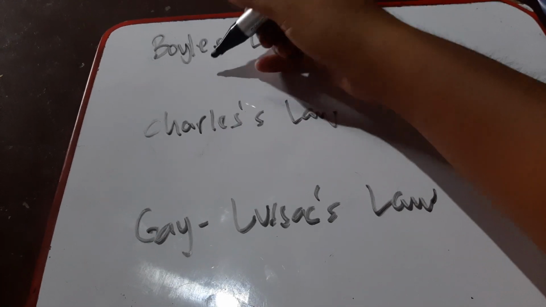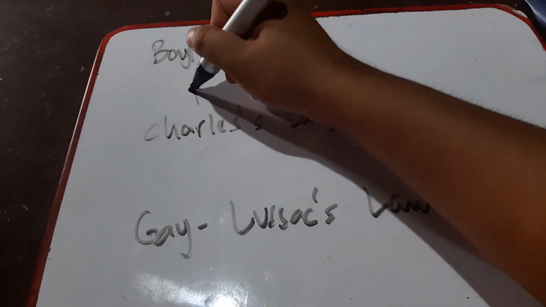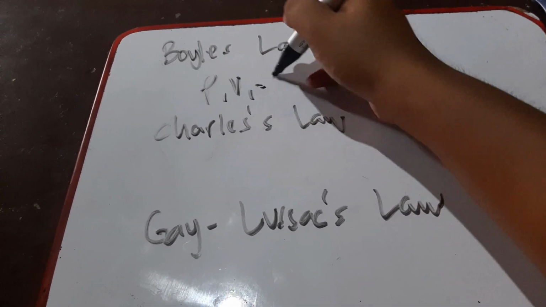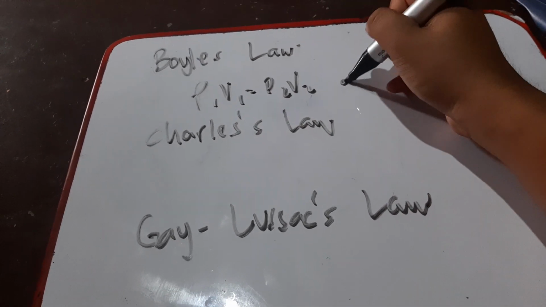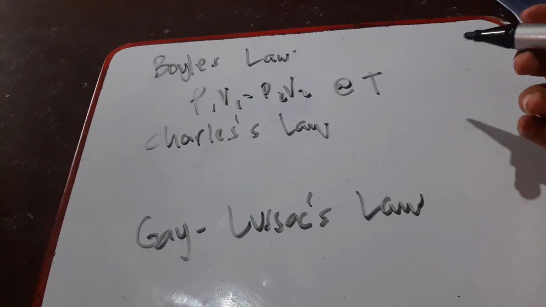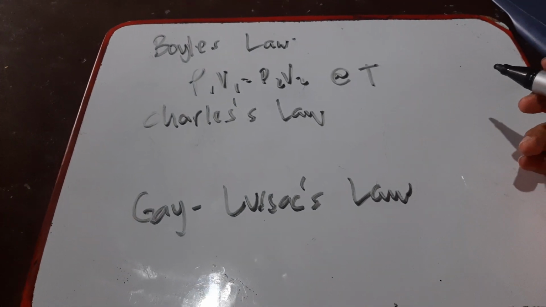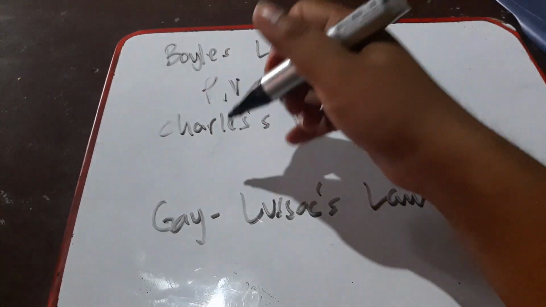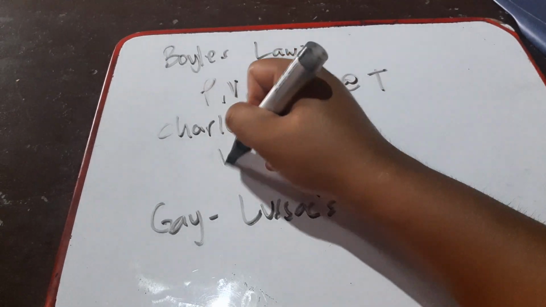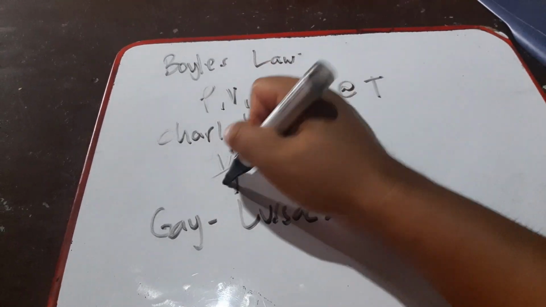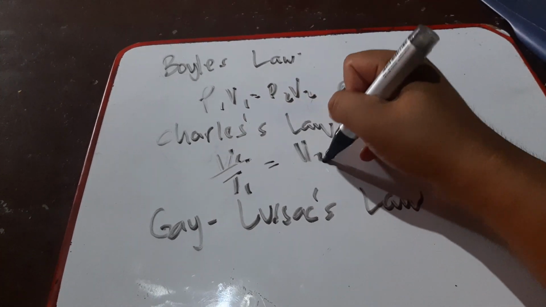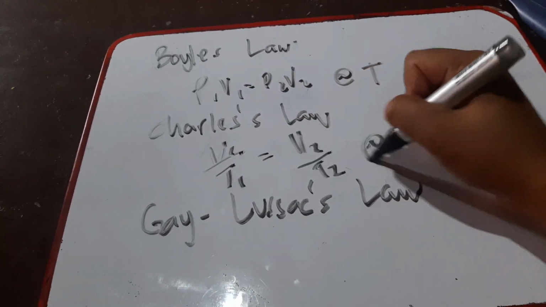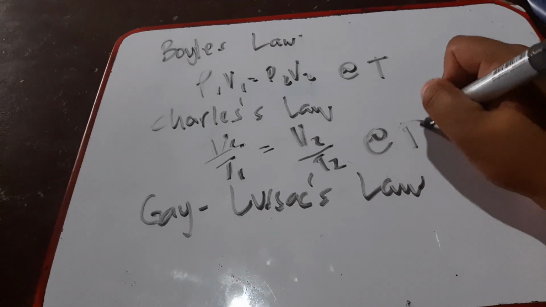Here in Boyle's law, we have the formula P1V1 is equal to P2V2. This is at constant temperature, and again at constant number of moles or number of molecules of a gas. Charles's law: we have V1 over T1 is equal to V2 over T2. This is at constant, very good, constant pressure.